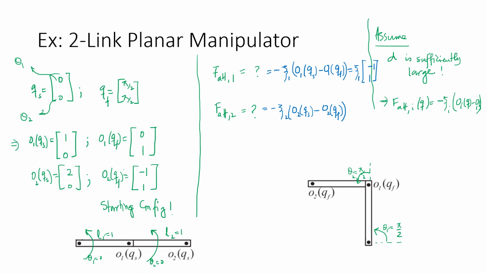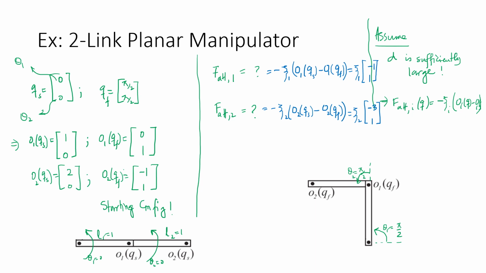So similarly, for the F attractive 2, this is going to be equal to zeta 2, and then you have another vector, and that I can see somewhere over here. You can see that O2 at QS minus O2 at QF is needed. So O2 at QS is this 2, 0, and O2 at QF is minus 1, 1. So all you have to do is to take this subtraction, and that is very easily computed. I'll write that one. This is going to be minus 3, and this is going to be 1.